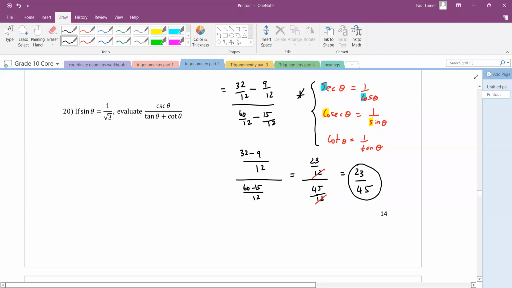But if you want to look why I cancelled the 12, you'd have 23 on 12 divided by 45 on 12. But when you change this to multiply, this fraction will flip over. So 23 on 12 times 12 on 45. You see, now the 12 will cancel to give you that answer.